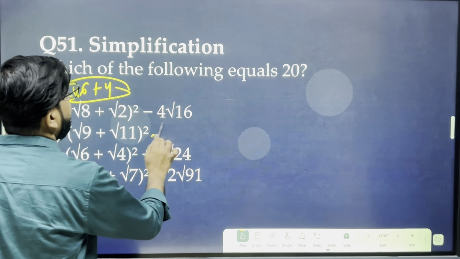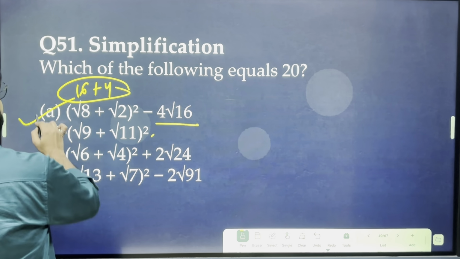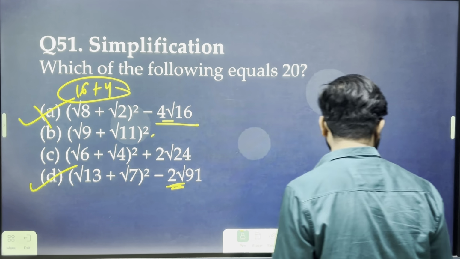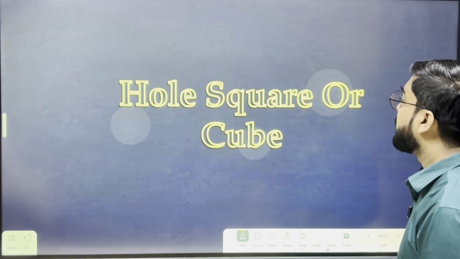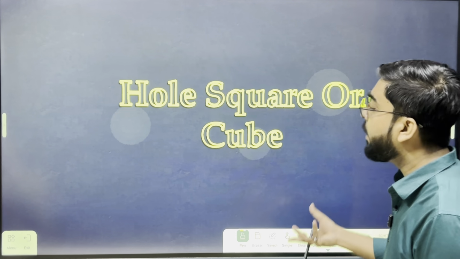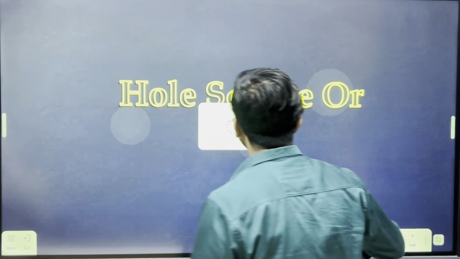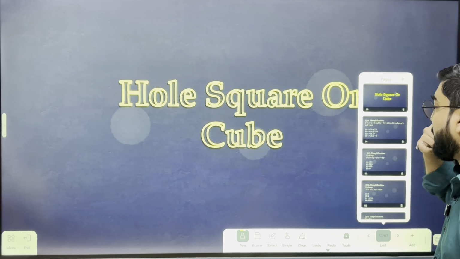Oh, but here we have 4 and 2ab. No, this is the answer. Why 2ab? We need 2ab, not 4ab. Next is, so that is done. Now, the next topic is whole square or cube. On the basis of this, we have the questions on whole square or cube.